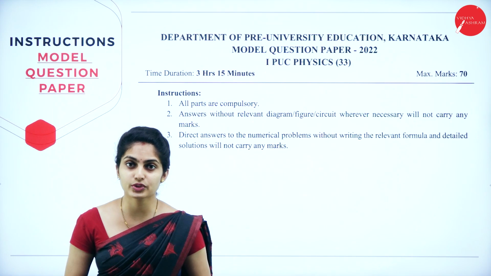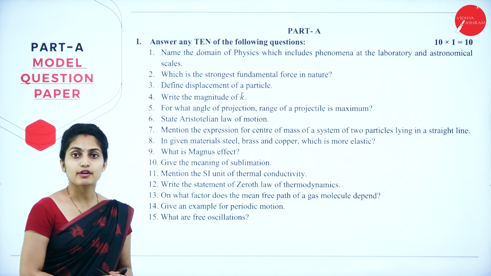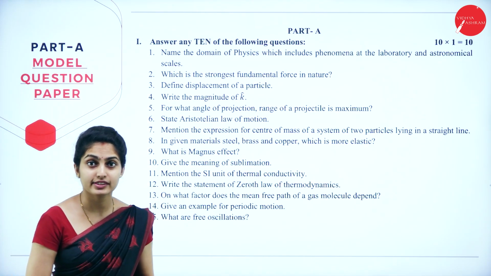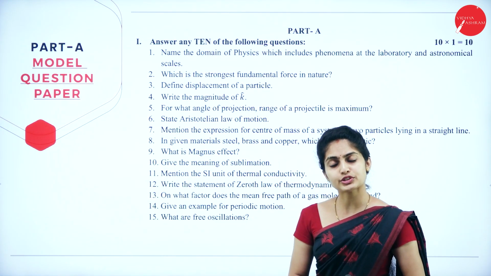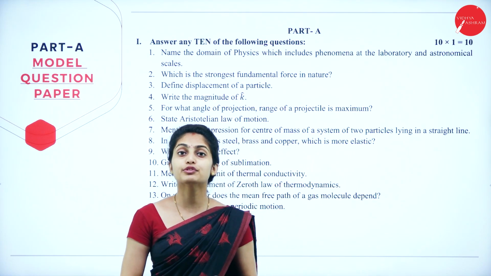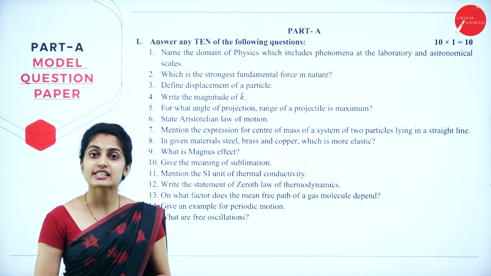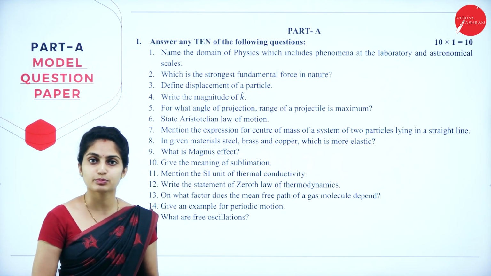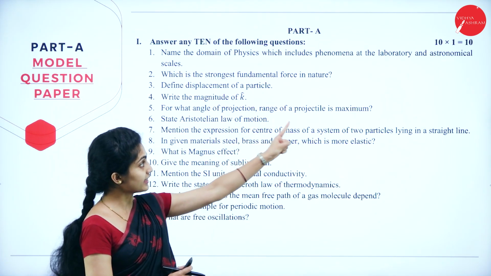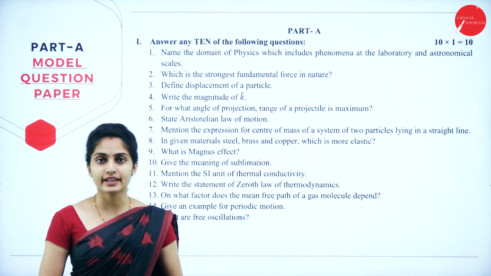Now let us get into the question paper, that is part A. In part A, we have 15 questions. They have given you a choice this time. Like in previous years, you had to write all the questions, but in this case you have 15 questions this year, out of which you will have to select any 10 questions. The choice is up to you. Each question carries 1 mark. So totally from part A, you have 10 marks.